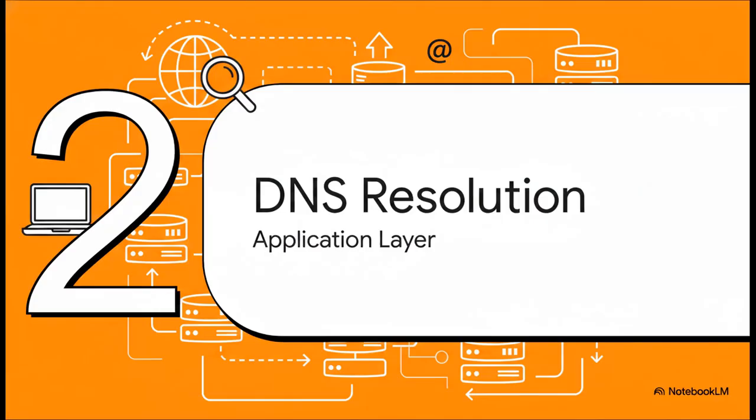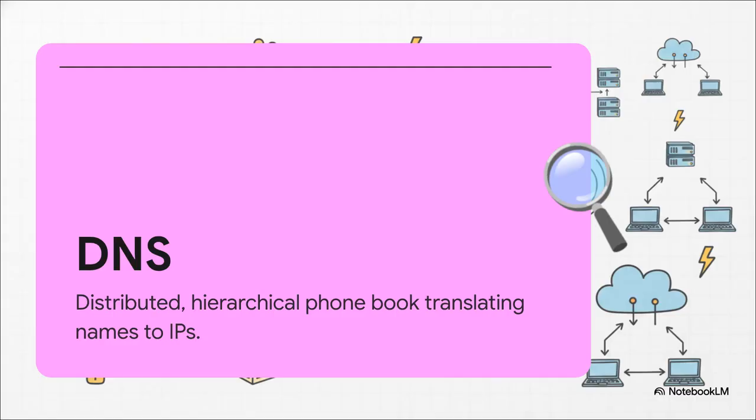Moving right along to section 2, DNS resolution. You see, humans remember names, but routers need numbers. DNS acts as the Internet's distributed hierarchical phone book. It translates human-readable names like google.com into IP addresses like 142.250.80.36. Now, the absolute key takeaway here is the word distributed. DNS is not just one massive server sitting in a desert somewhere. No way. It's a globally distributed tree of servers that are constantly working together.